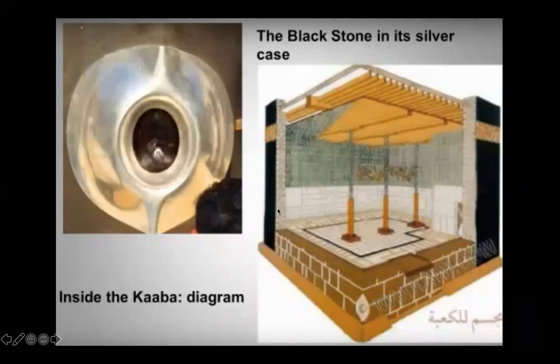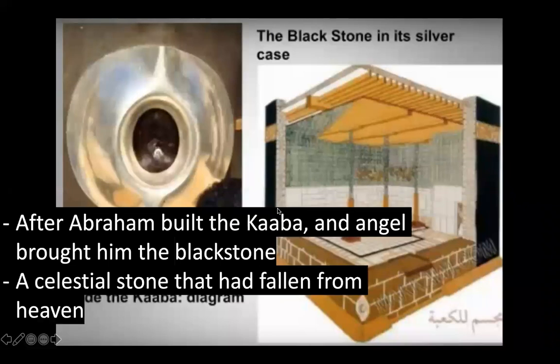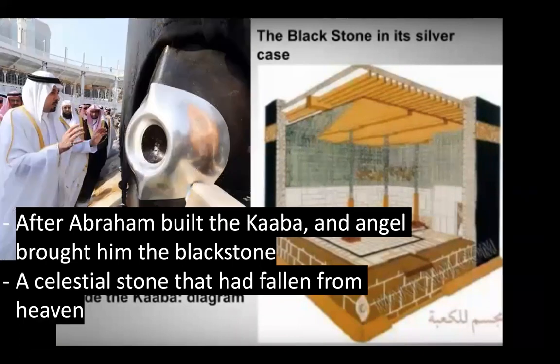And then there's a stone, which I probably have the least amount of understanding about. So after Abraham built the Kaaba, the angel Gabriel brought him the black stone. So it's a celestial stone that had fallen from heaven. Ooh, can you connect that to any other art piece that fell from heaven? I thought the golden stool. I don't know what you guys thought.